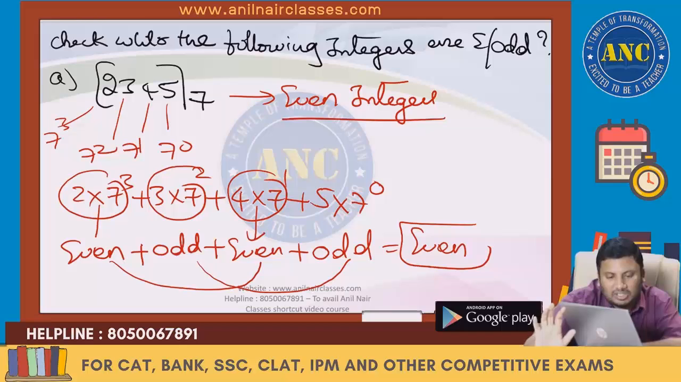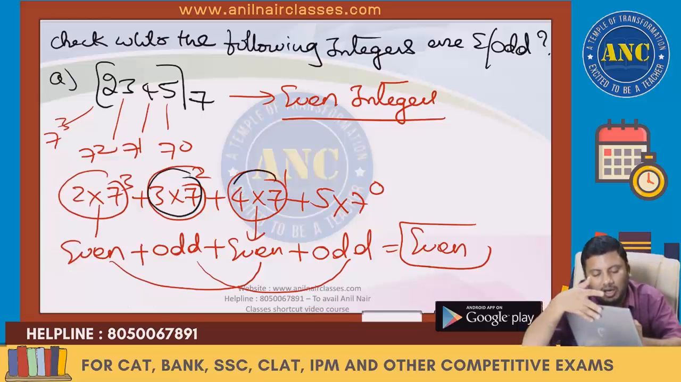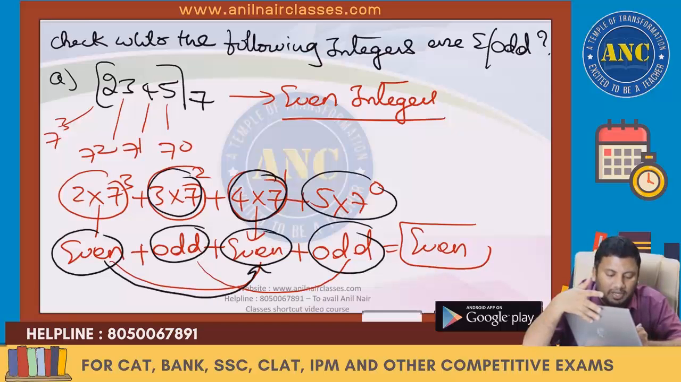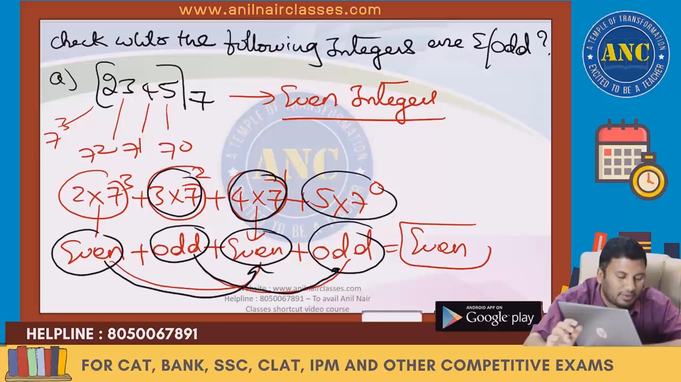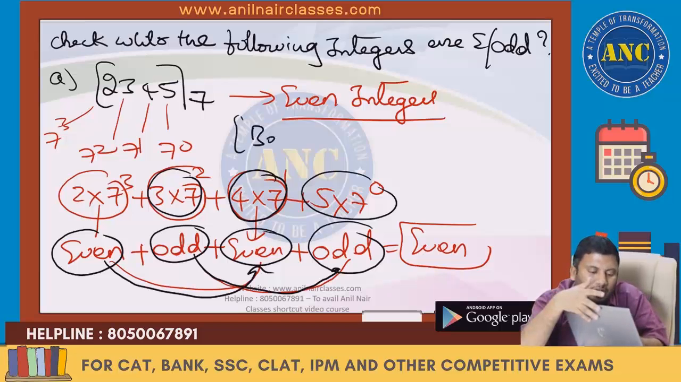A few conclusions we will draw after doing it. Please don't calculate it. 2 into any number is an even number. 3 into any number is odd. 4 into any number is even. 5 into 1 is odd. These odd, these even, these odd, and the result is even. Even plus even is even. Odd plus odd is even. Second one, then we will draw some conclusion. Here base 7 is an odd number.